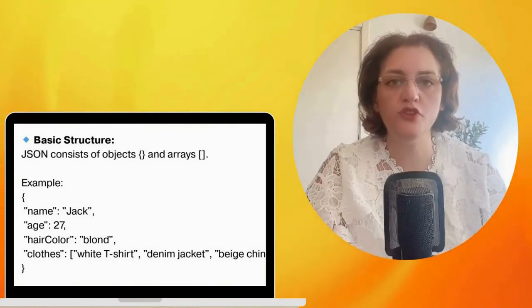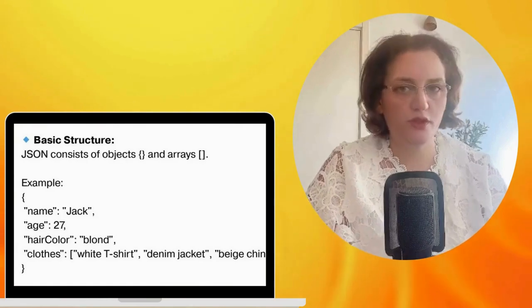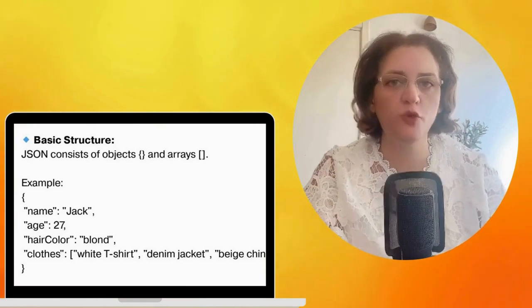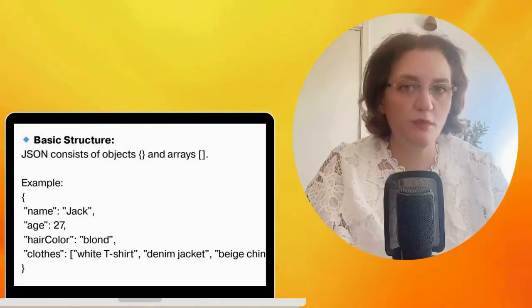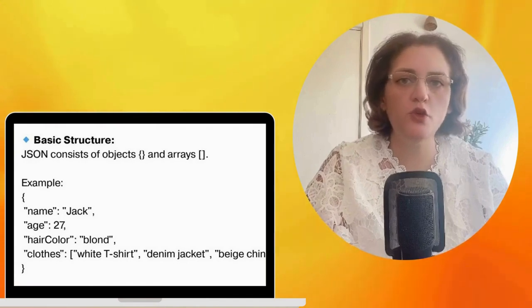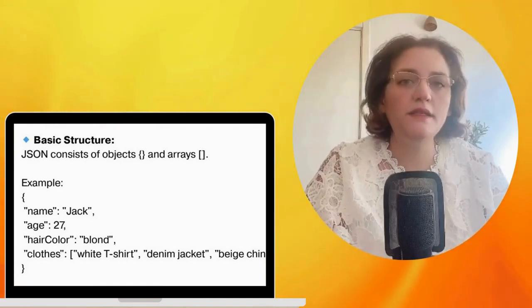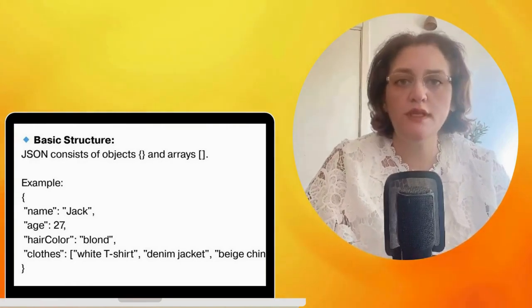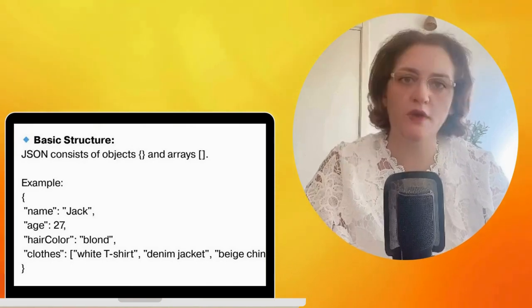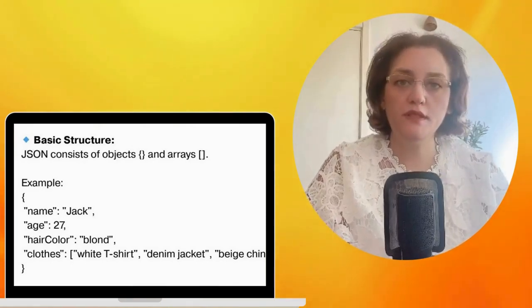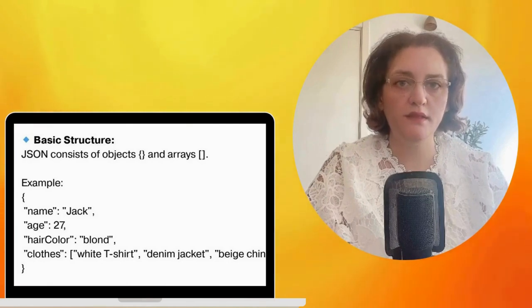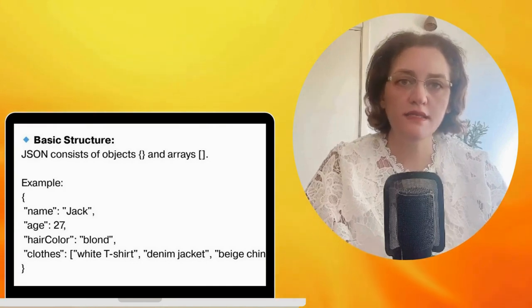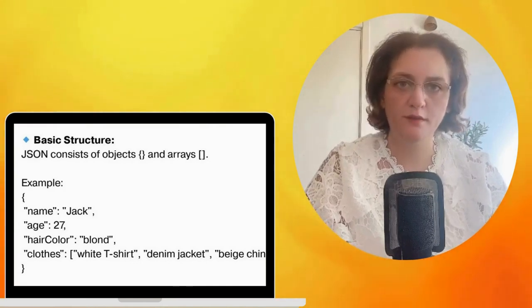JSON stands for JavaScript Object Notation. It's a way to organize information in a structured format. It's text-based, so you can write it using any text editor, and it can be understood by both humans and machines because it is structured into keys and values. Objects in JSON are represented inside curly brackets, while arrays are inside square brackets.